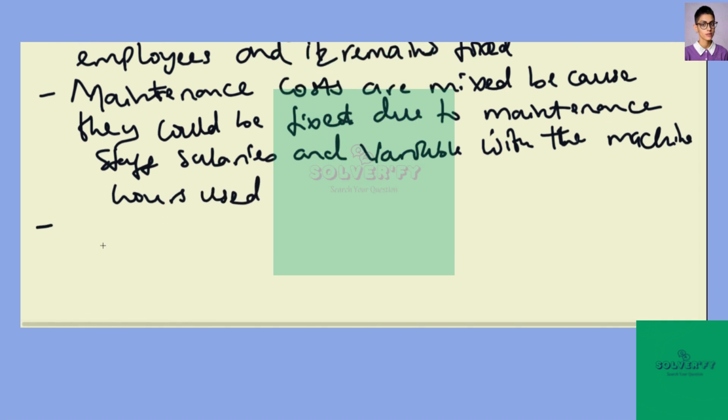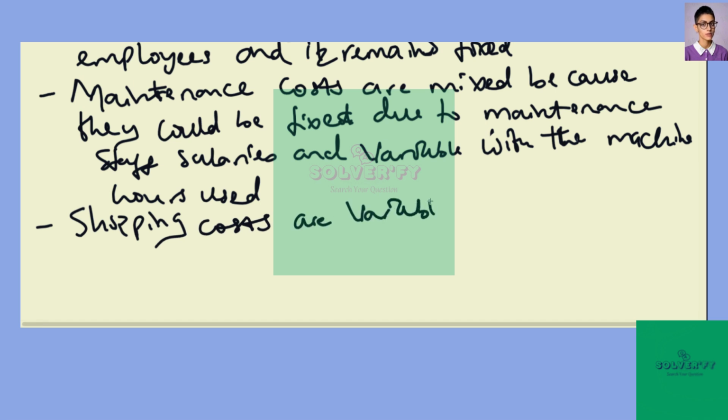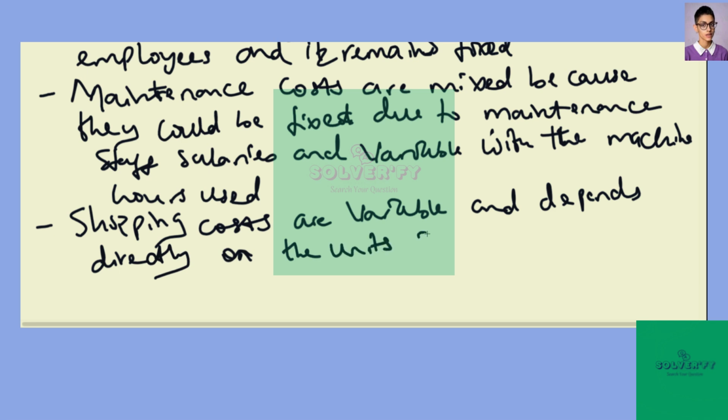Now moving on, the cost that is variable is the shipping cost. Shipping costs are variable costs and they vary directly with the units shipped. So the more units you ship, that's what's going to change the shipping cost. So they're variable. So shipping costs are variable and depend directly on the units shipped.